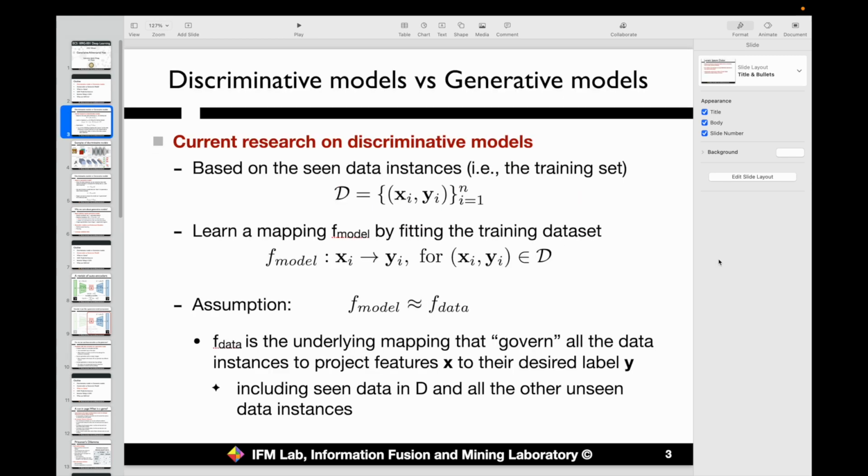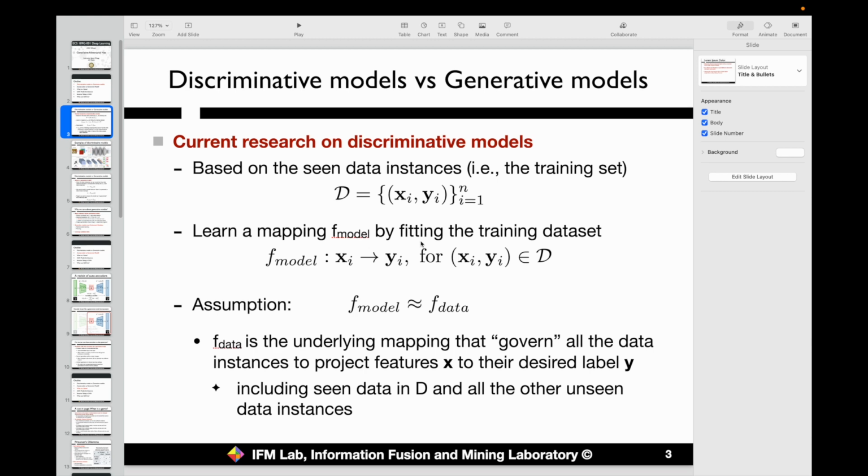Okay, so let's talk about the difference between discriminative models versus generative models. So far, we have talked about different models in deep learning already, and the majority of them are about discriminative models. Then what is a discriminative model? So formally, given some seen or observed data sets, we can represent the data set as D, as shown here. It covers both the features as well as the labels of the instances. So normally for a classification task, for example, we want to learn a mapping to project the features to their labels. So we can denote this model as one mapping, F model, as shown here.